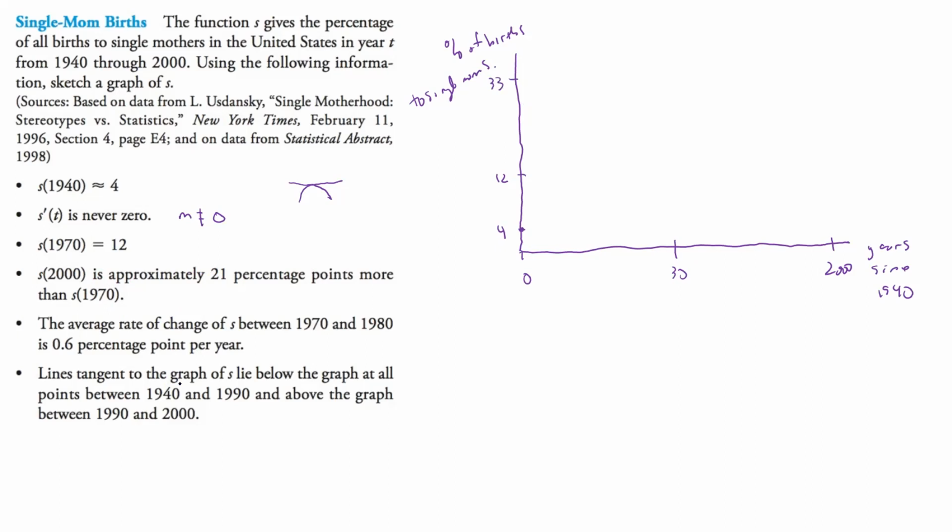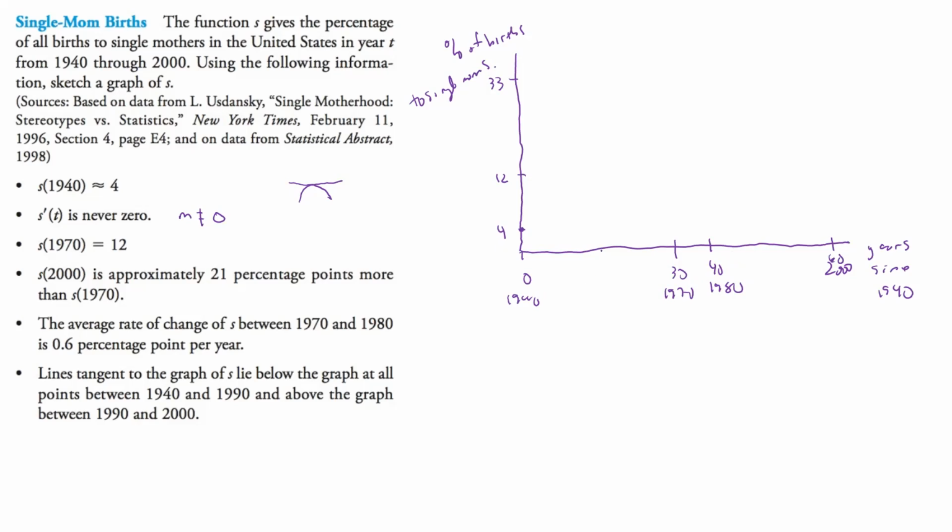Then the average rate of change of S between 70 and 80. So 80 is going to be here, that's 40. This is 1970, this is 1940, this is 1980, and this was the 2000. So this is 60 years. Like I said, it's not marked off well.